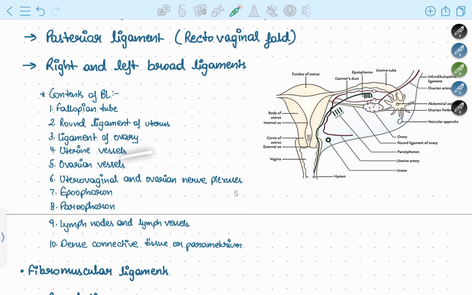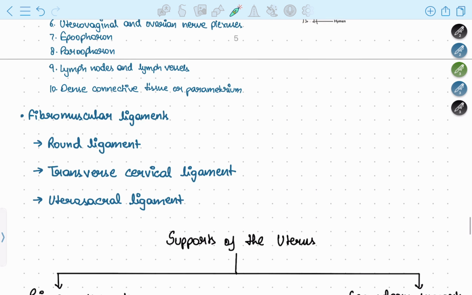फिर यूट्राइन वेसल्स, दीज आर द यूट्राइन वेसल्स. Ovarian vessels come from here. Then you have the uterovaginal and ovarian nerve plexuses surrounding them. फिर epophoron and parophoron, ये दोनों remnants होते हैं. ठीक है, epophoron and parophoron. Then you have the lymph nodes and lymph vessels, and finally the dense connective tissue या फिर parametrium. So you should learn these contents of the broad ligament.